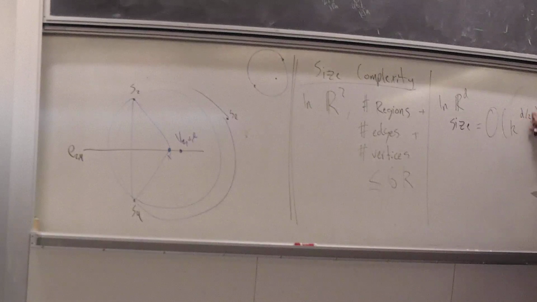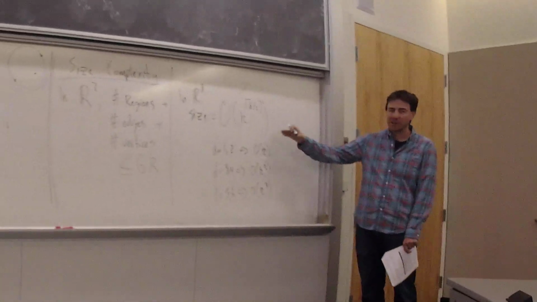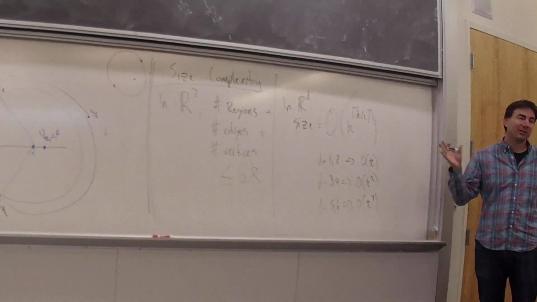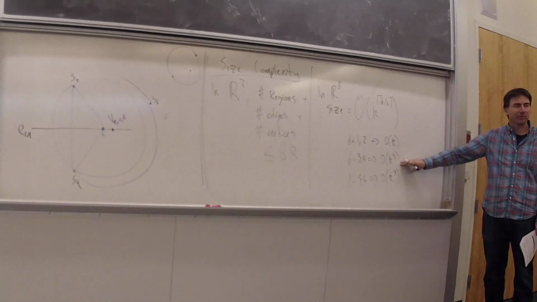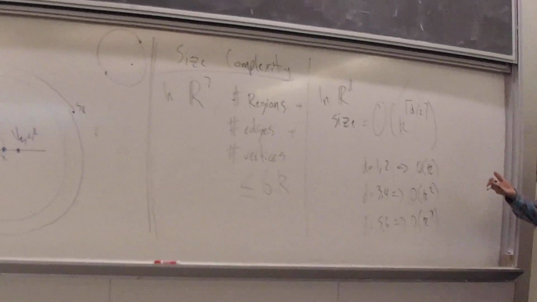Sorry, the ceiling of d over 2, which means that when d equals 1 and 2, this is going to be O of k. When d equals 3 and 4, this is going to be O of k squared. When d equals 5 and 6, this is going to be O of k cubed. In 3D, sometimes with some nice data, it's actually closer to linear. But already in 4D, this is roughly k squared, and it grows exponentially with dimension.